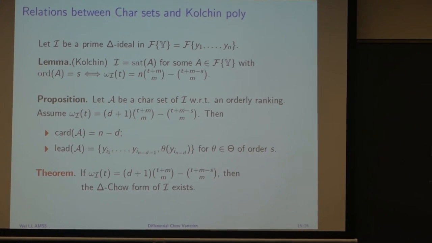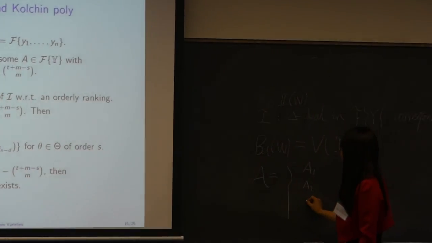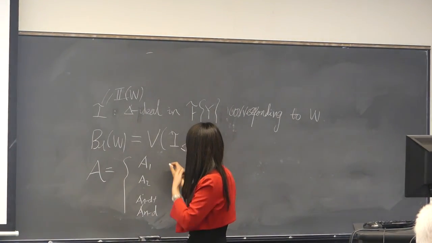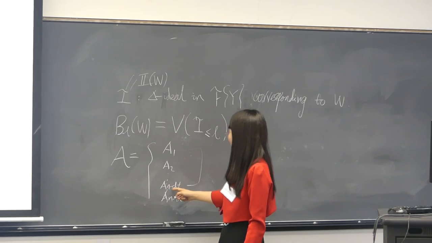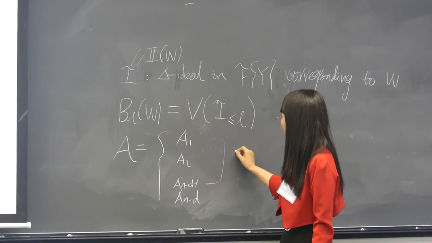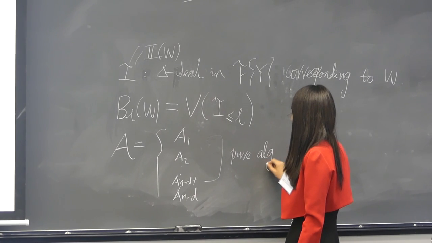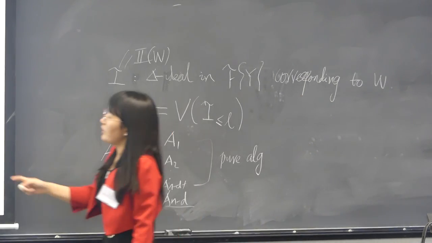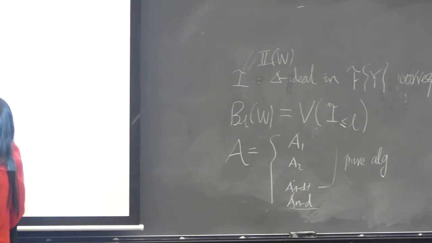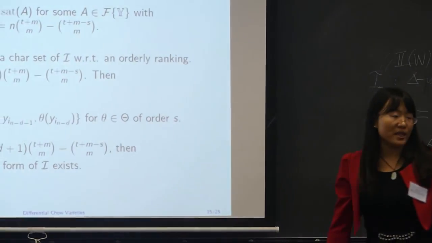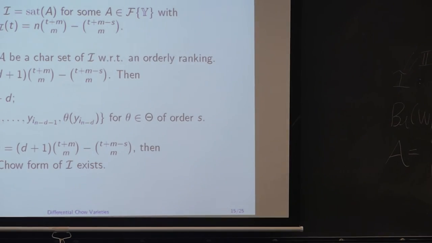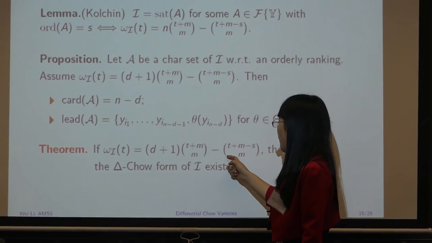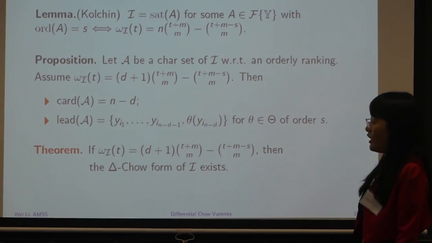A1, A2. Actually, these a minus b minus 1 polynomials should be purely algebraic. And this is a partial differential polynomial of order f, where f appears in the Kolchin polynomial. And the theorem is: if a prime differential ideal has a Kolchin polynomial in this form, then the differential Chow form of the ideal exists.